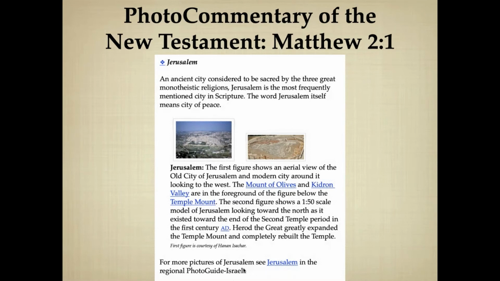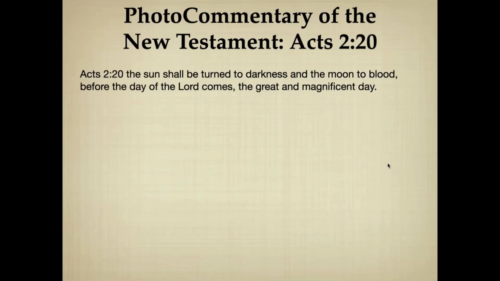But then, of course, we have hundreds of pictures of Jerusalem in the photo guide in Israel here. So all of that was just one verse in Matthew. And this is what I mean by illustrating in verse order for the photo commentary. Now let's do another verse, which I think is a little more interesting because it's abstract.